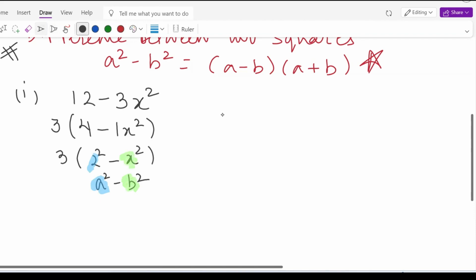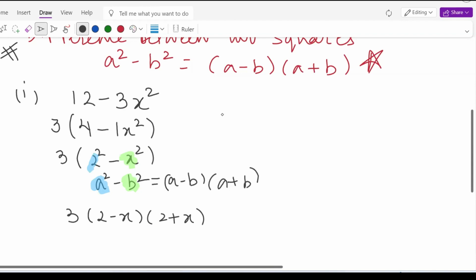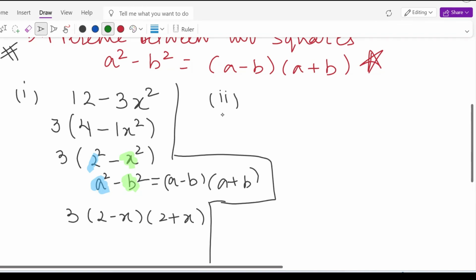So I can factorize it further and I can write 2 minus x, 2 plus x and 3 as it is, because a square minus b square is a minus b, a plus b. So we have factorized this using the difference between two squares identity. I'm going to show you one more example of this. So let me now use another color and take another example. Let me take now minus 27x square plus 75.